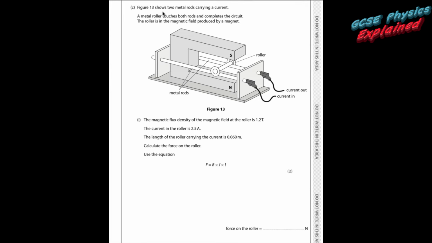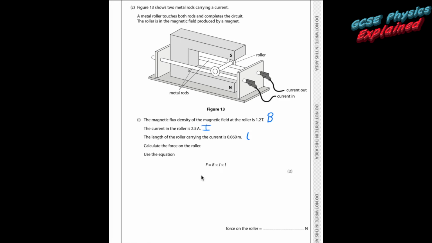Part C. Figure 13 shows 2 metal rods carrying a current. A metal roller touches both rods and completes the circuit. The roller is in the magnetic field produced by a magnet. So there's the magnet and it's inside the magnetic field. The magnetic flux density of the magnetic field at the roller is 1.2 Tesla. So that's B. The current in the roller is 2.5 amps, so that's I. The length of the roller carrying the current is 0.06 meters, so that's L.